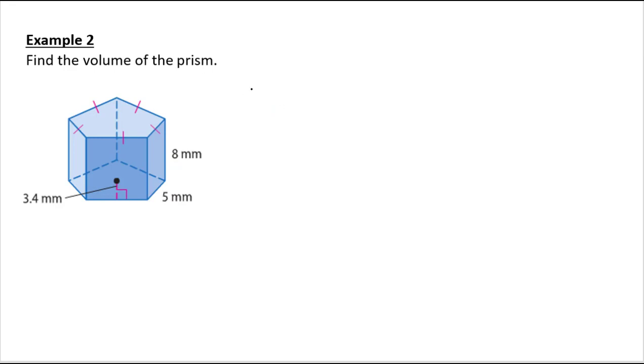Find the volume of the prism. Okay, volume again is area of the base times by the height. So in this case, we have our base is a, 1, 2, 3, 4, 5, pentagon. So I need to remember how to find the area of a pentagon. Remember that that is 1/2 the apothem times by the perimeter of the base, and then times by the height.